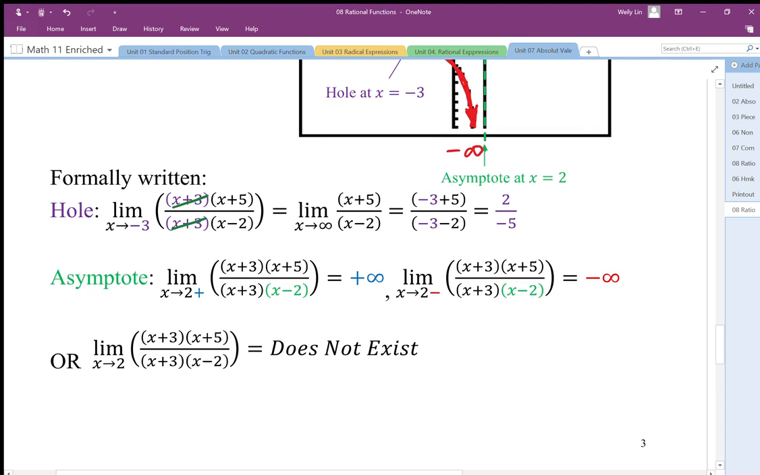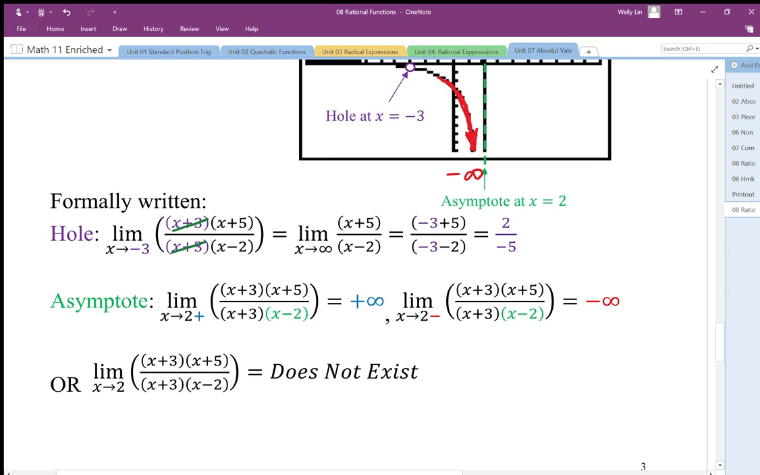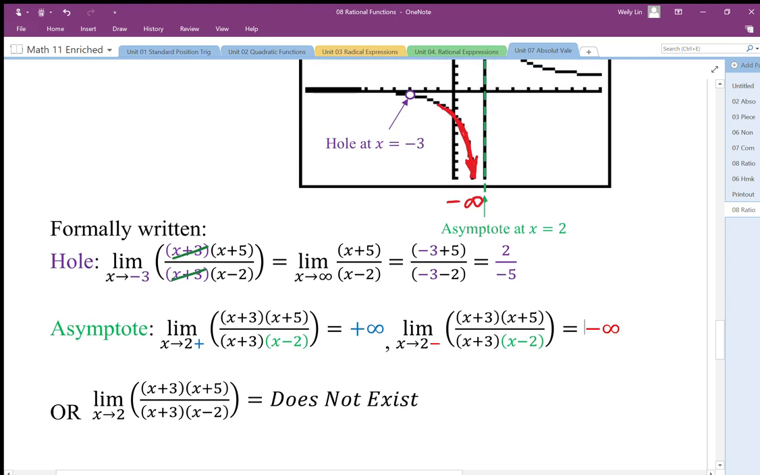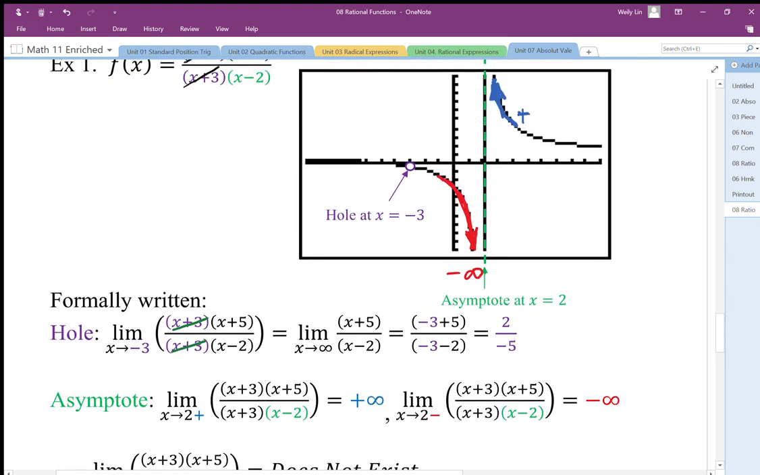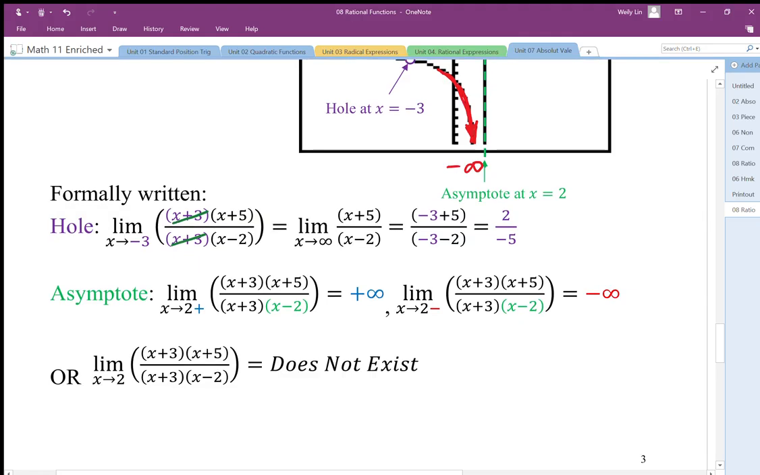If I were to just not put in the plus or the minus like I did here, so this one has no plus or minus on the right-hand side, that indicates this is a two-sided limit. So if I take away the plus and minus, I get a two-sided limit, and because it does not go to the same place from the left side and right side, we say that the limit does not exist, or we sometimes denote it as DNE. Okay, there is no limit because it does not go to one specific place.